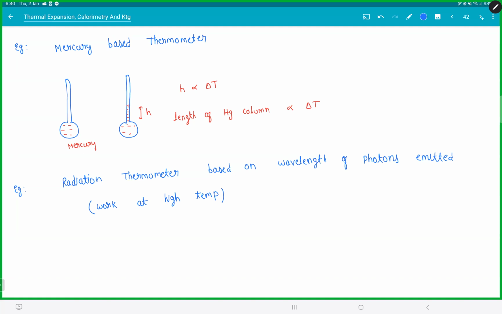Yeah, there are a few examples. So the main idea is that somehow you get a property which changes linearly with temperature and use that to make a thermometer. Clear with this? We call this thing calibration.